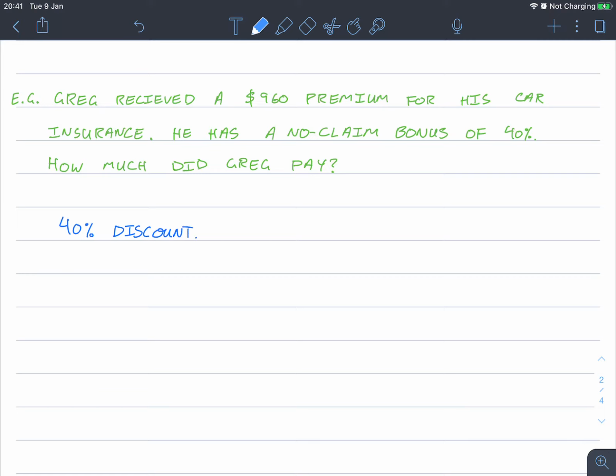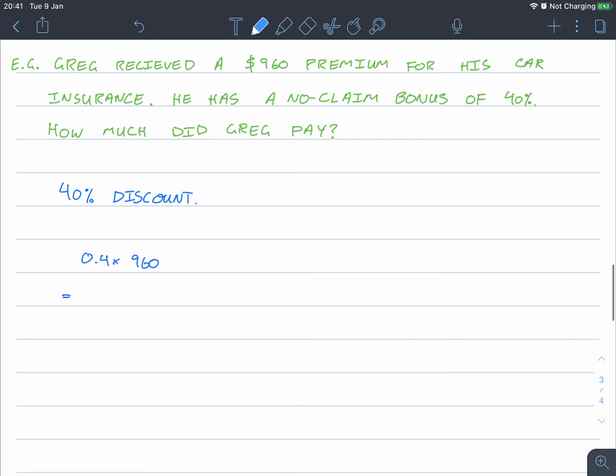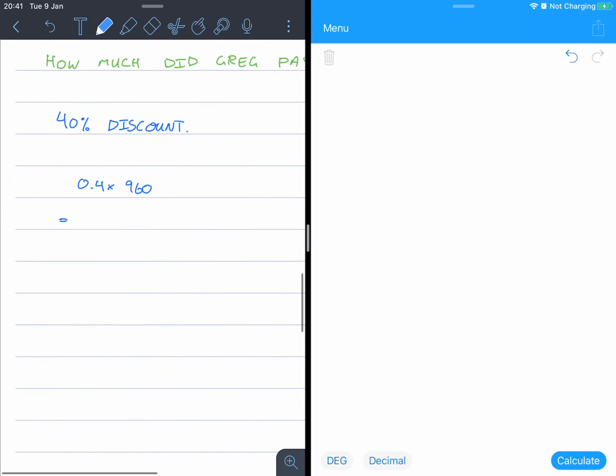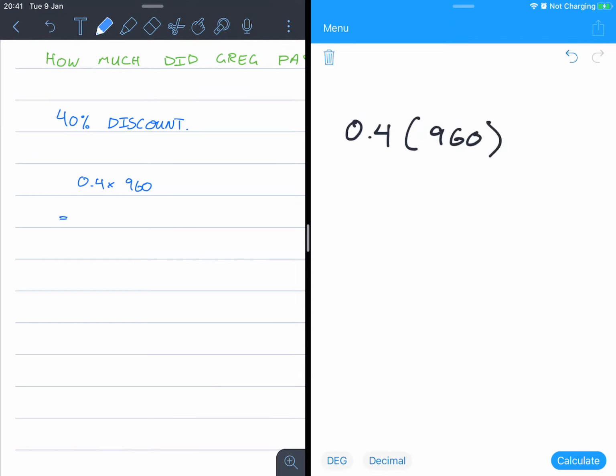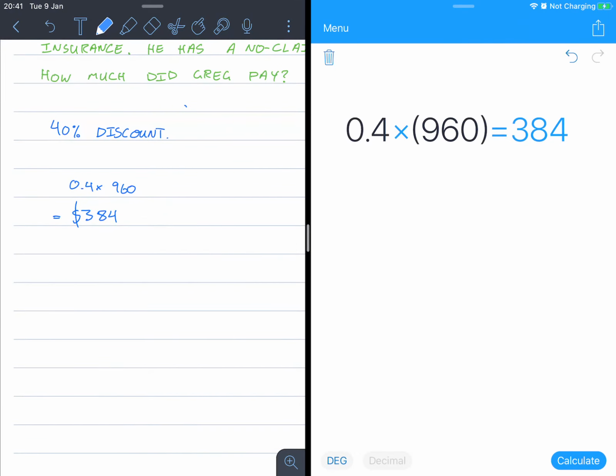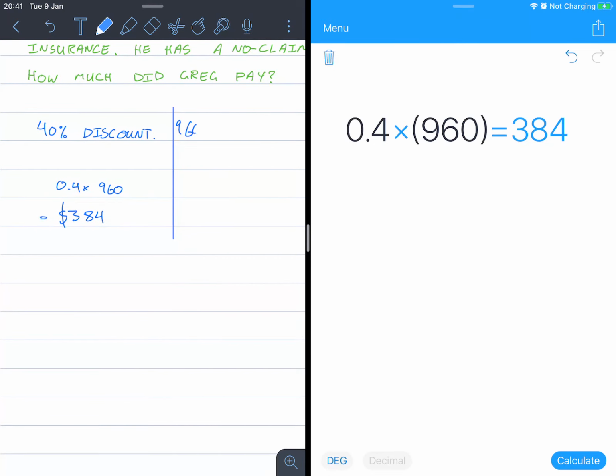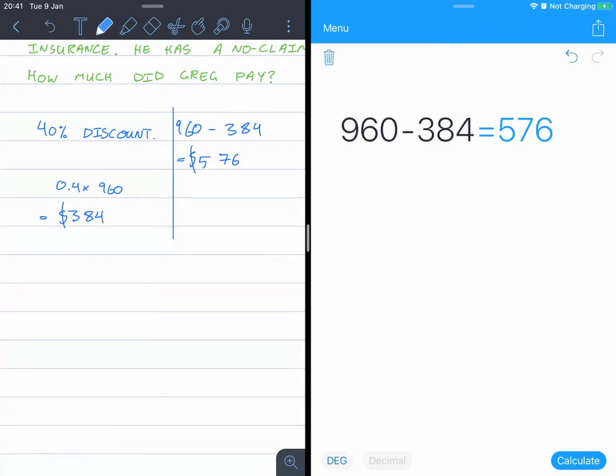So let's find 40% of this amount first. So 40% is 0.4 times 960, which is equal to $384 off. Because we're deducting this, that's going to be 960 minus 384. Oops, let's get rid of this. Let's try it again. So Greg had to pay $576 for his insurance policy.